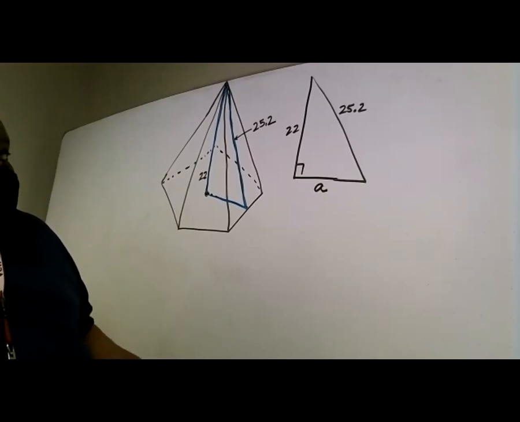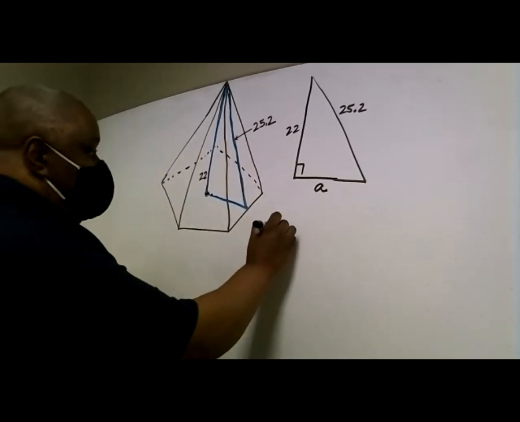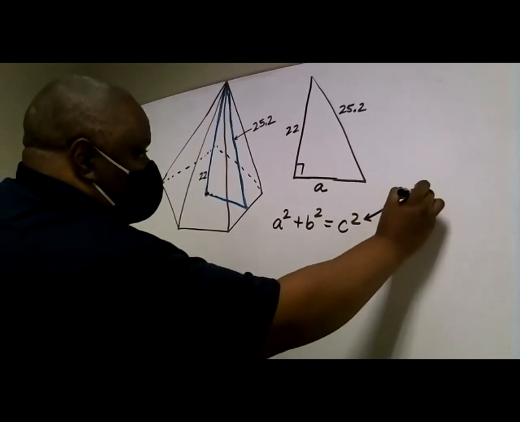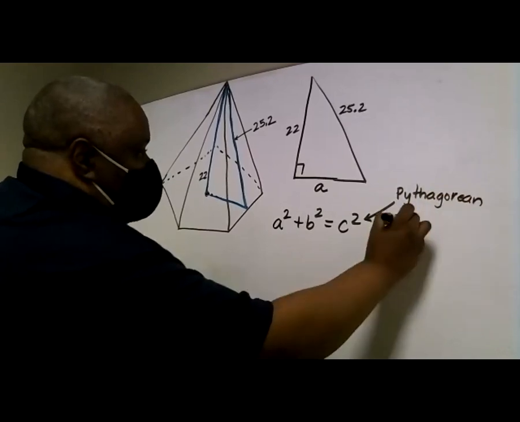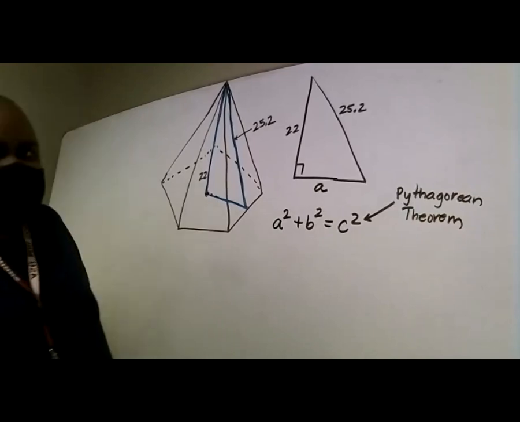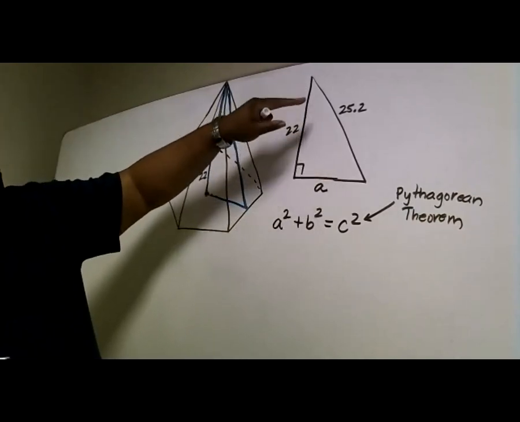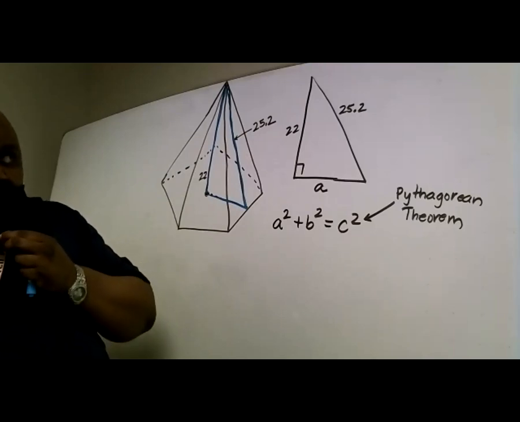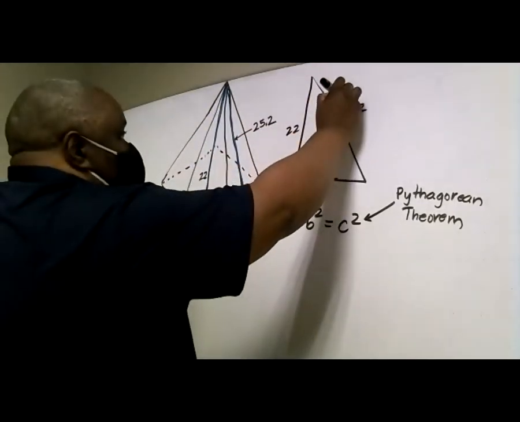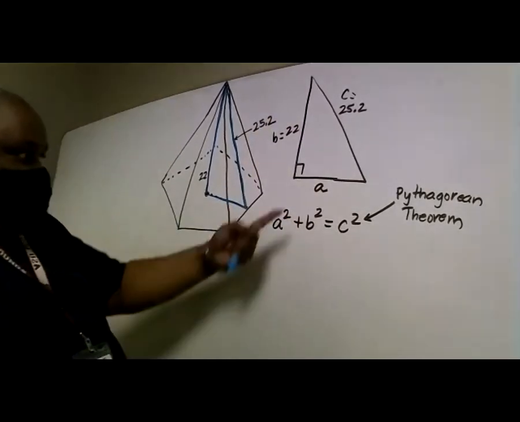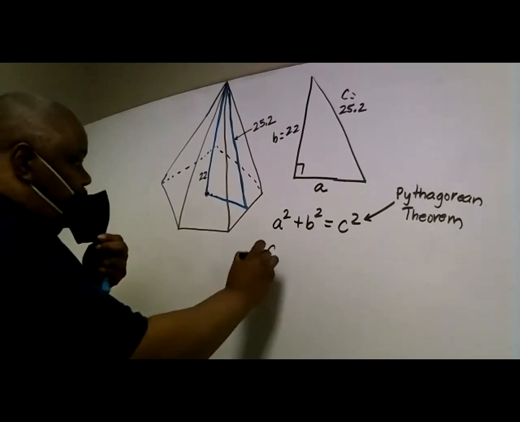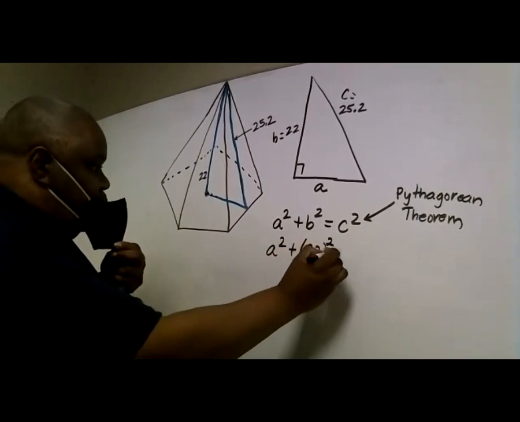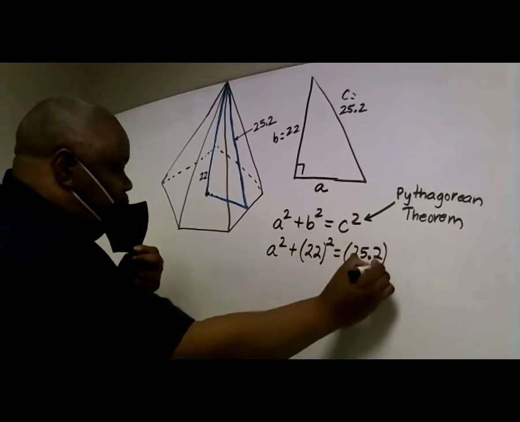Now, in this case, I need to use, and I don't know if y'all remember this, the Pythagorean theorem for a right triangle. For a right triangle, the square of the hypotenuse is always going to be equal to the sum of the squares of the legs. And the longest side is the hypotenuse here. That's C. A is what I'm trying to find. So I'm going to substitute into this Pythagorean theorem: A squared, plus B, that's 22, squared, is equal to C, which is 25.2, squared.